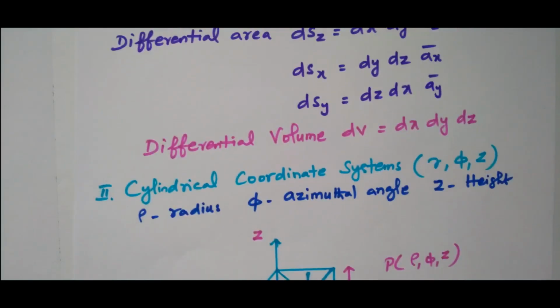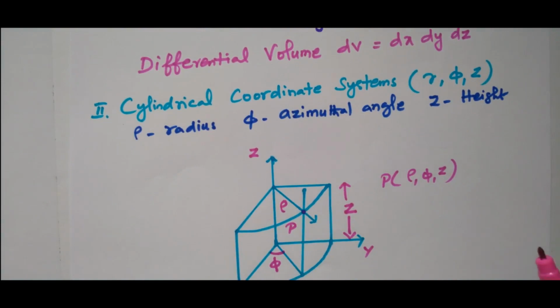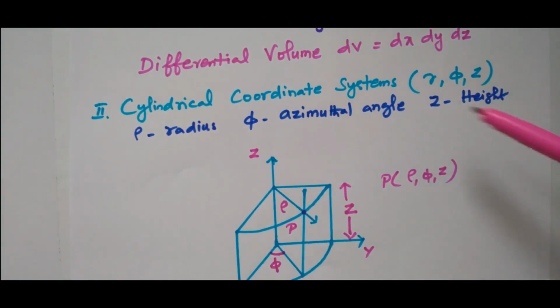I will go to the second coordinate system, the cylindrical coordinate system. Right? The cylindrical coordinate system is represented by rho, theta and z. It's not r, it's rho.